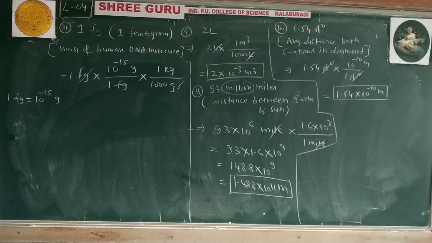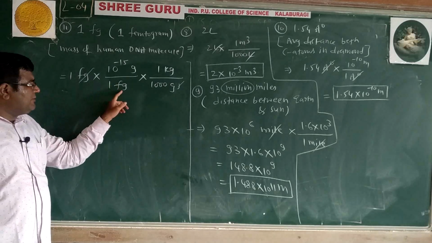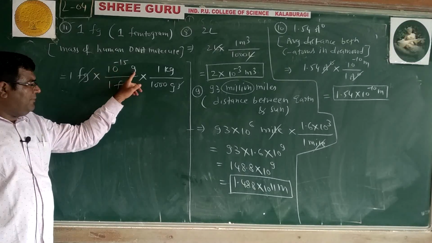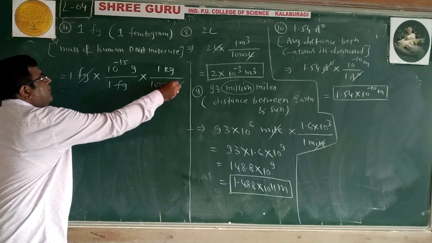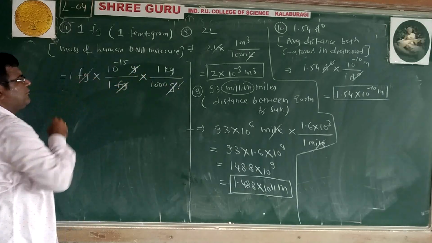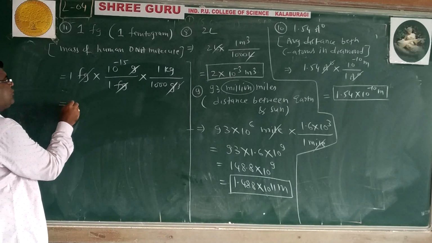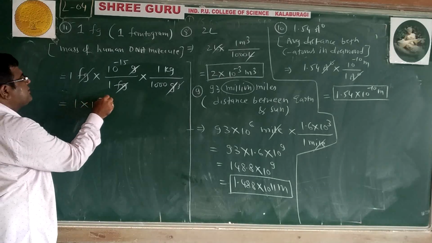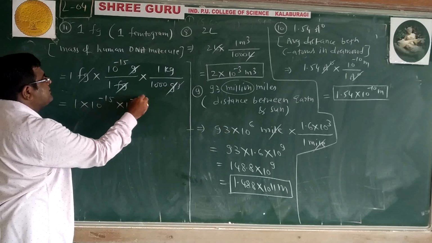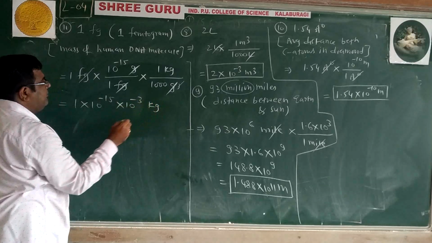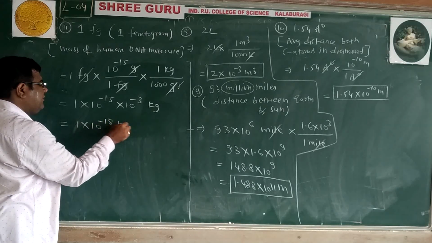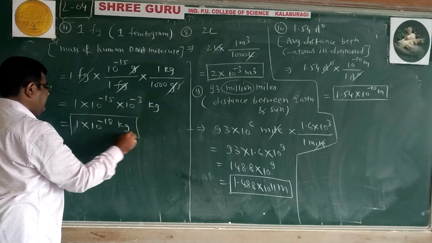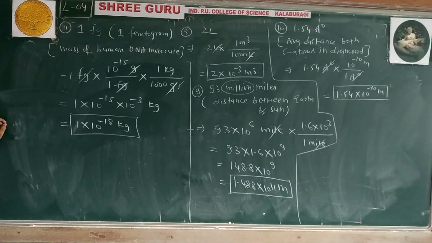You understood this: 1 femtogram is equal to 10 raised to minus 15 gram, and this gram I have to arrange here, so 1000 gram is equal to 1 kilogram. So this gram, this femtogram we have cancelled, so it equals 1 into 10 raised to minus 15 multiplied by 10 raised to minus 3 kilogram. That's why it is 10 raised to minus 18 kilogram, right? Kilogram. Right. This will be the correct answer.